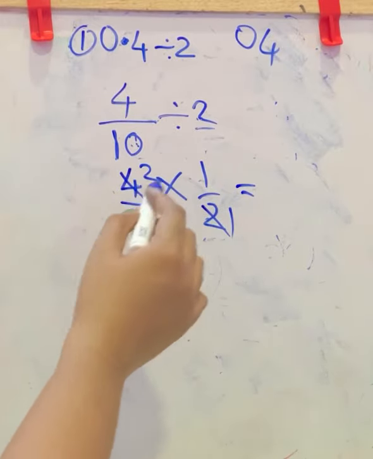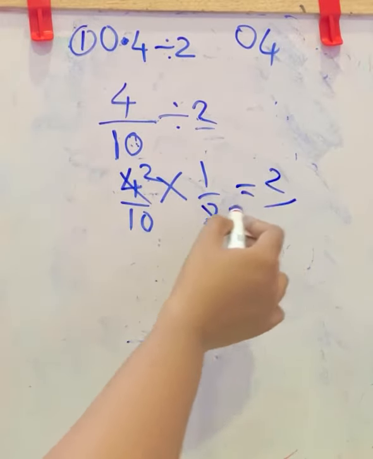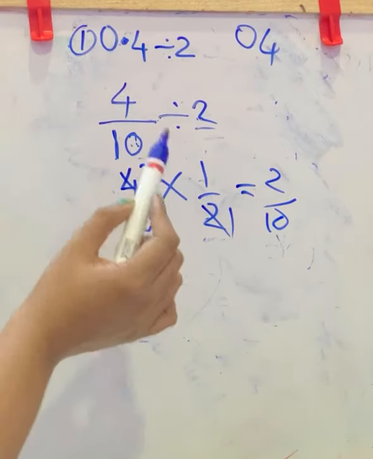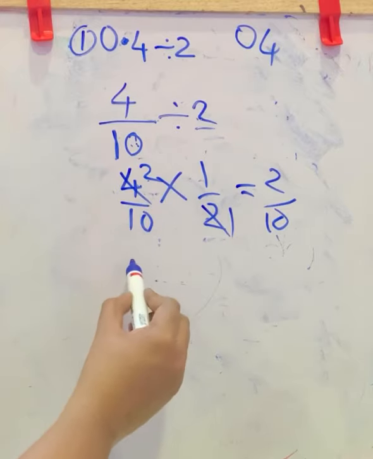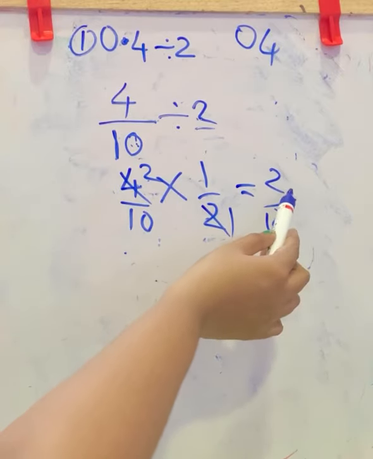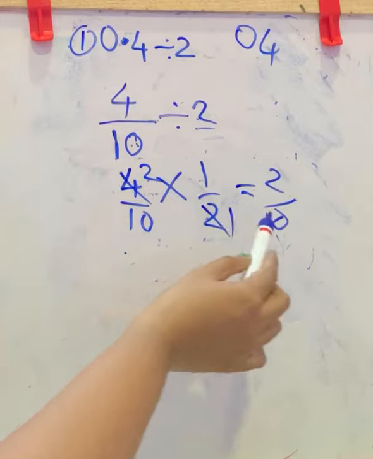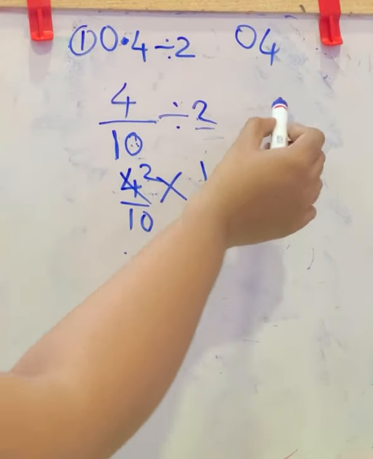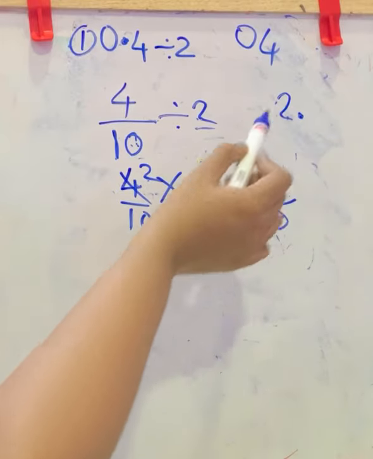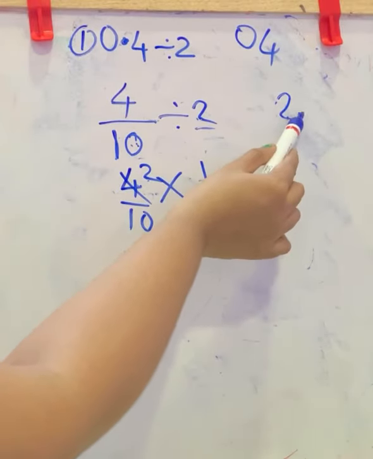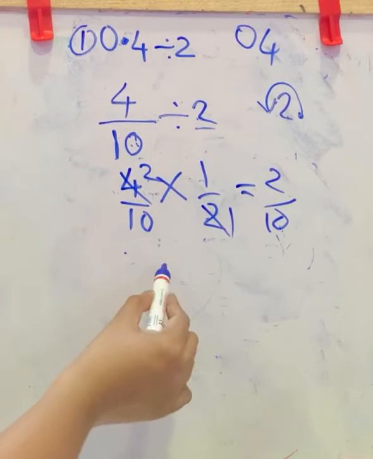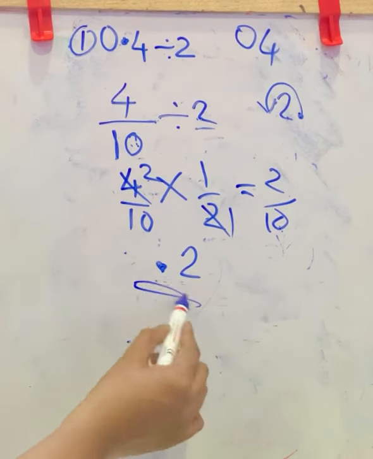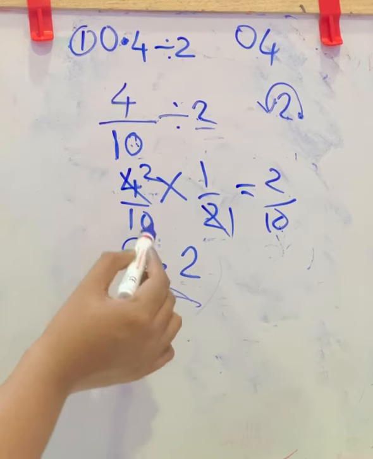Now multiply the numerators. 2 into 1 is 2. By 10 ones are 10. So 2 by 10. We know when a number is divided by 10, the decimal point moves to the left according to the number of zeros. Here there is only 1 zero, so simply 2 means 2 point, and 1 zero means it moves one place to the left. So 0.2 is the answer.